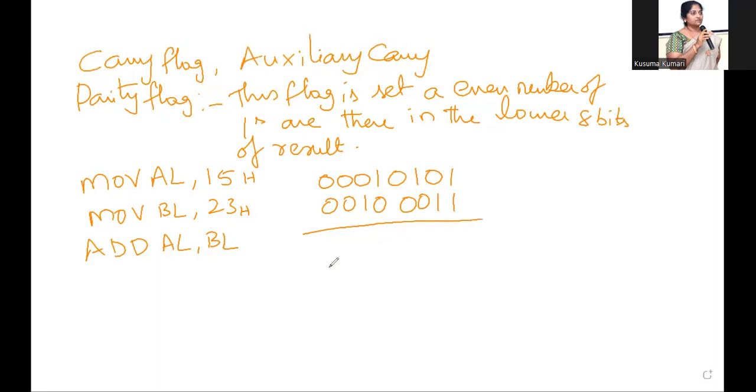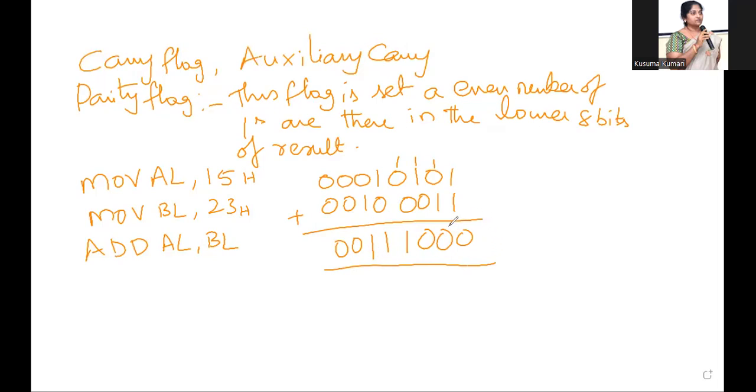Now the addition operation. This is one arithmetic and logical operation. Addition means what? 1 plus 1 is 0 with carry 1. Again 0, this is again 1, so 0, this is 1, so 1. Next 1, next 1, 0 0. So this is the 8-bit result.